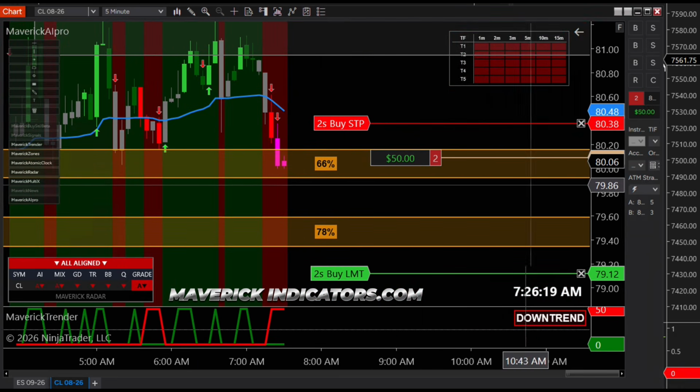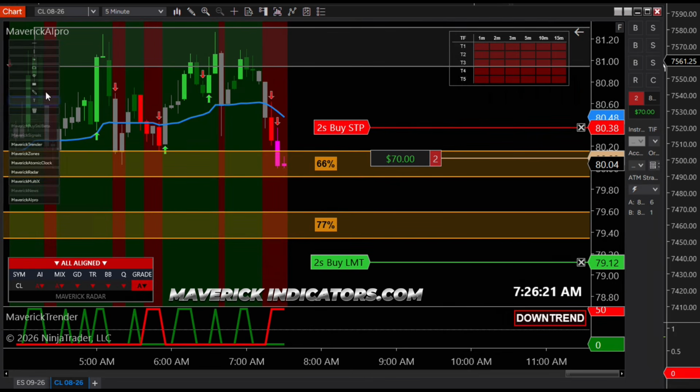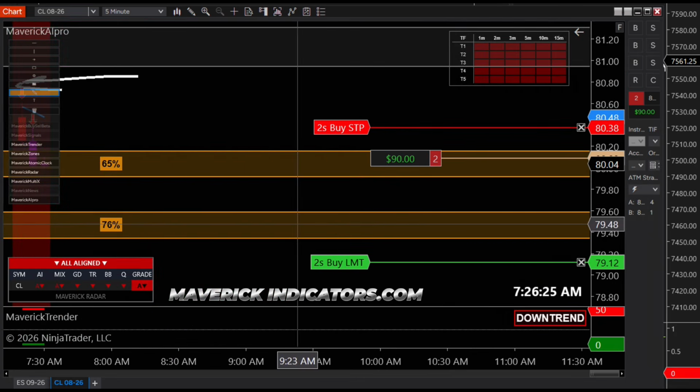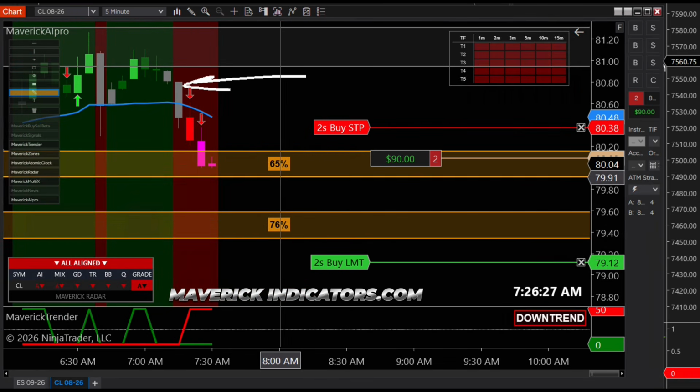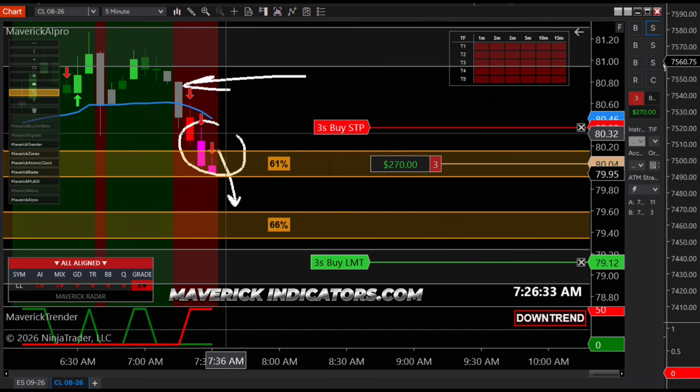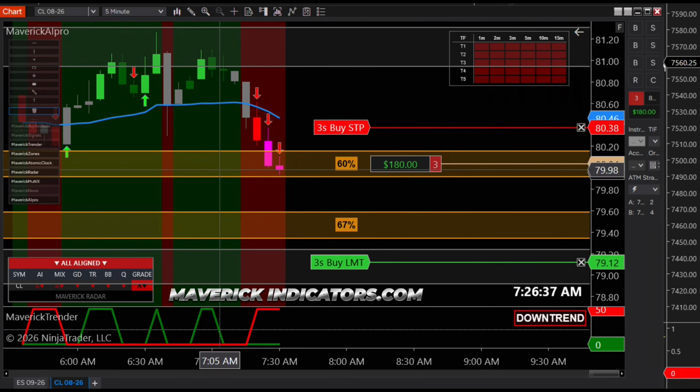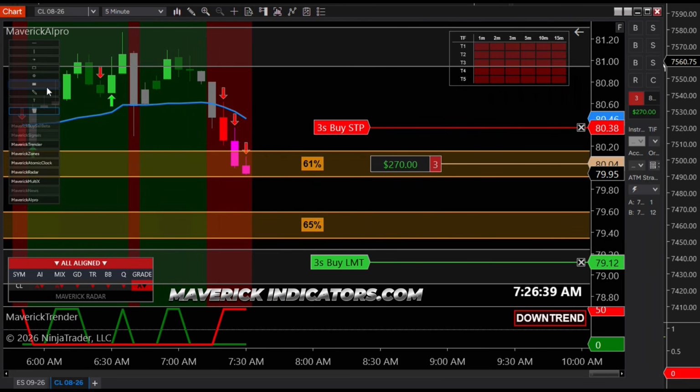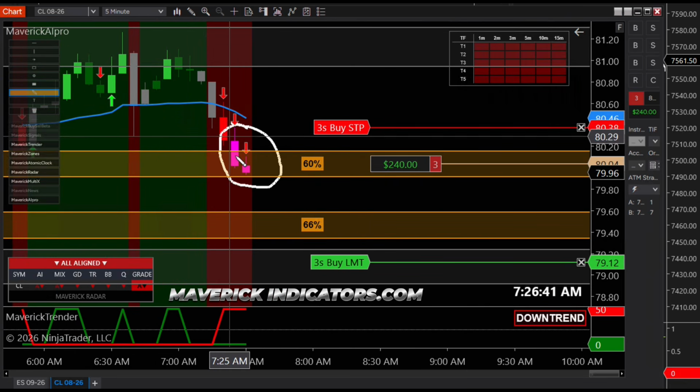Okay, so we got a red background. The bears are in control, and they've been in control for the last probably 15 minutes or so. And we have hot pink candles. If you see pink, it will most likely sink. I'm actually going to add to my position here, guys. And then I'm not going to add anything more. Pink is your strongest downside data candle.